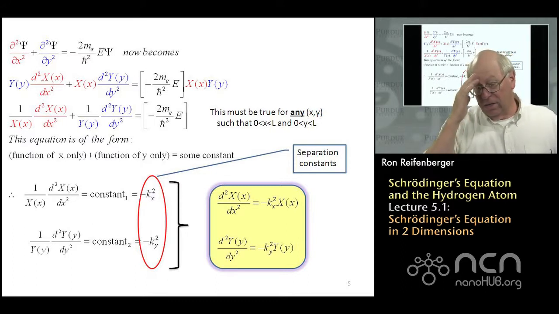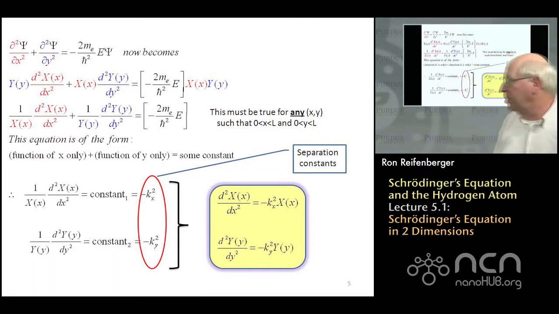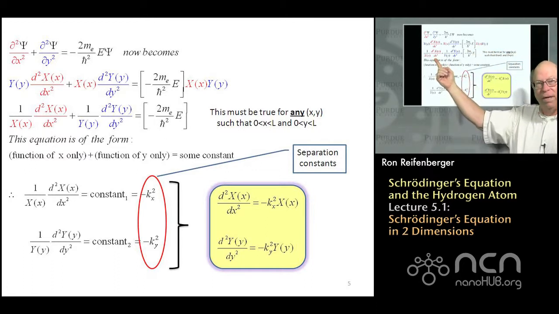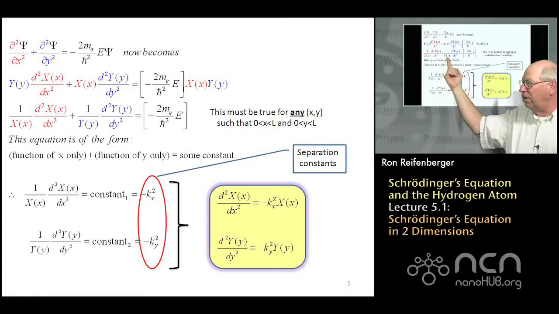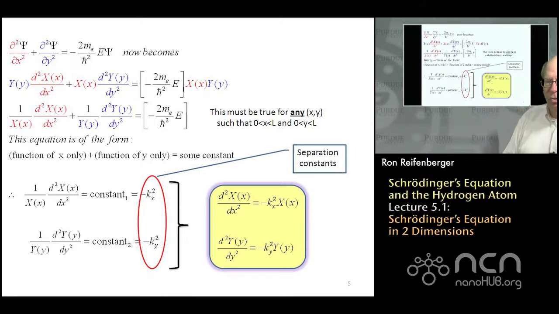Well, that's a kind of strange equation to deal with because the first term that depends on x could be very complicated. And likewise, the second term that depends only on y could be very complicated. And you have to ask yourself, what are the chances that when you add this term that depends only on y to this term that depends only on x, the sum of these two things is always equal to the same value, independent of x and y? That's a very strange situation.